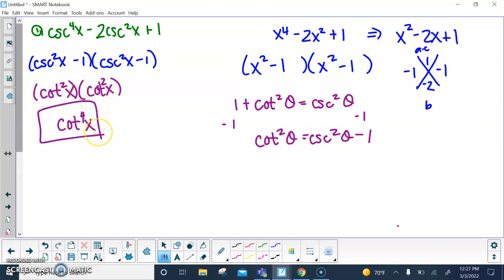So that trinomial can be factored. You can think of it as using trig substitution, where we just let x, so in this case we let x equal cosecant of x, and then you've got to remember how to factor a trinomial.